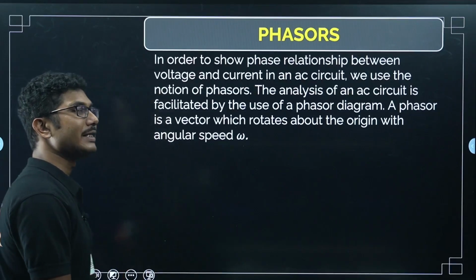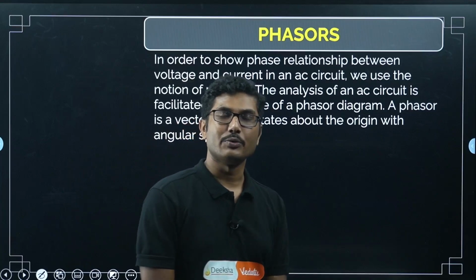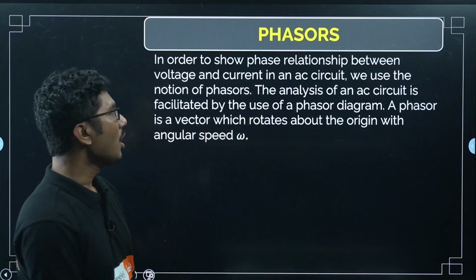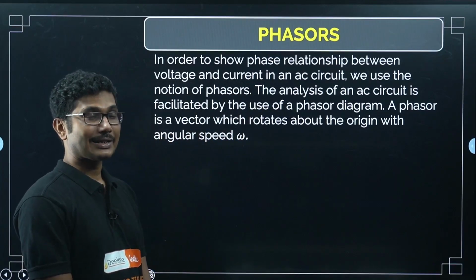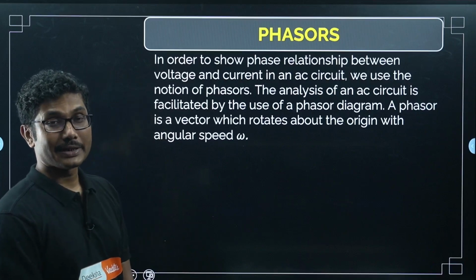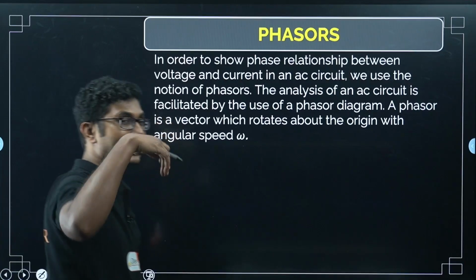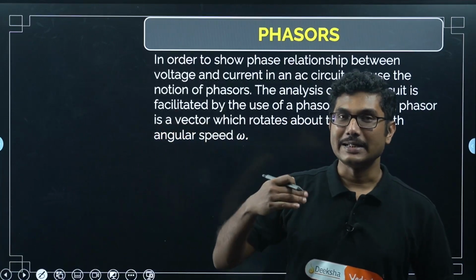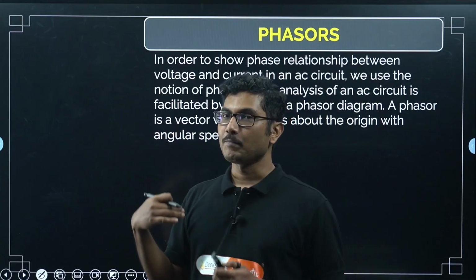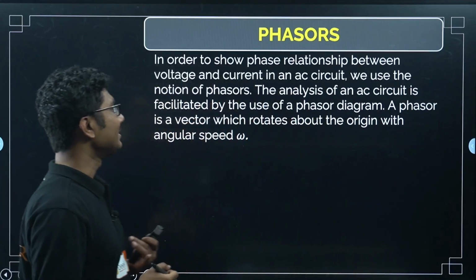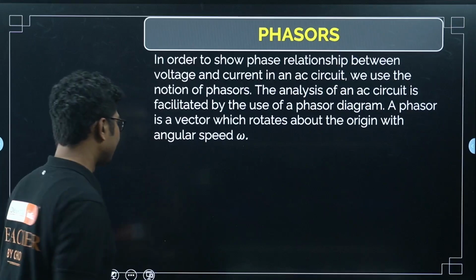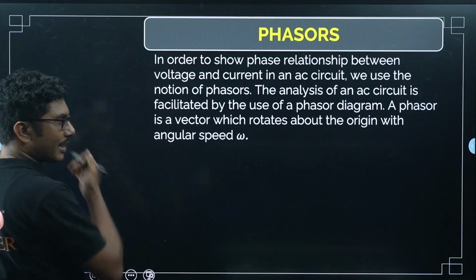Sometimes we will say it is leading by a phase of pi by 2, or it is lagging by a phase of pi by 2. Phasors are actually a diagrammatical representation of that. Sometimes the phase relationship is very important. For example, let me explain the term phasor.